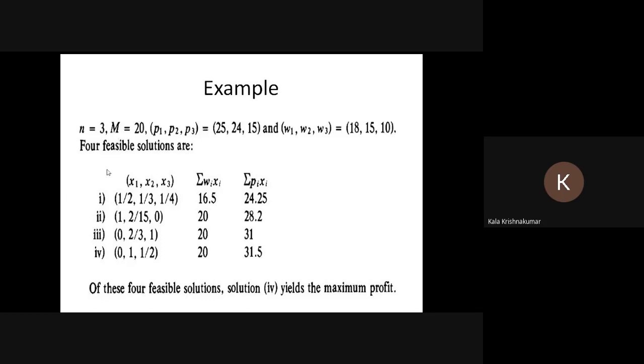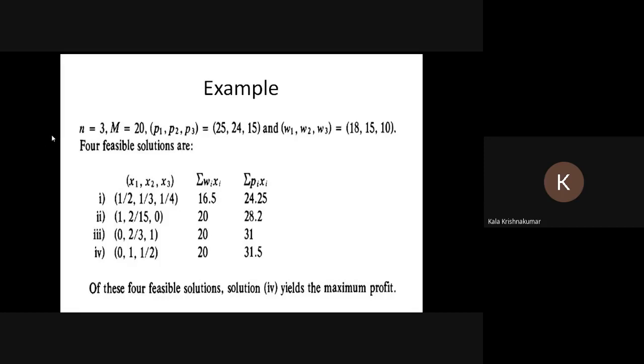Some feasible solutions are listed here, four feasible solutions. So you have x1, x2, x3, which are your fractions for the first, second, and third input. This is your sum of wi into xi, and this is sum of pi into xi. The first feasible solution is x1 is 1 by 2, x2 is 1 by 3, x3 is 1 by 4. Randomly, some feasible solutions are given.